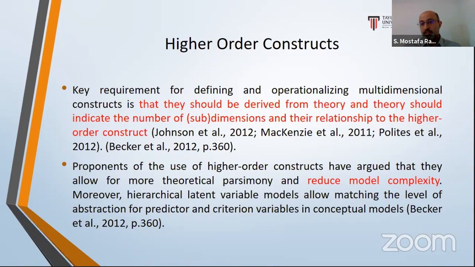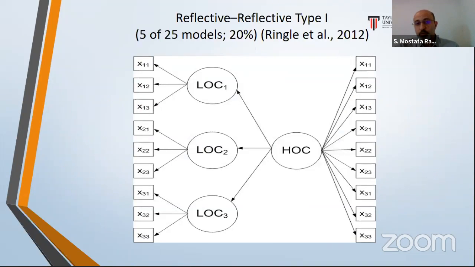higher order construct. So this is the second point that we need to consider when we decide to use a higher order construct in our framework. Actually, for higher order construct, we have four main types of second order or higher order construct. But there can be more than these four common and main types. Here we have these four main types of second order construct.